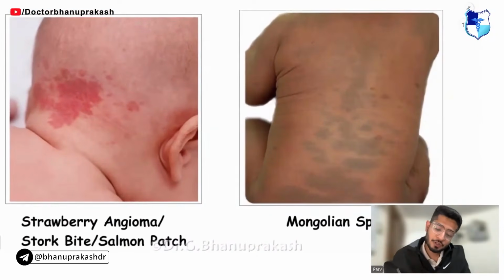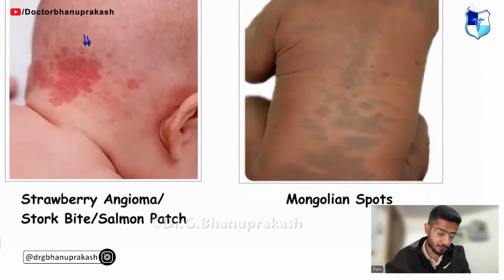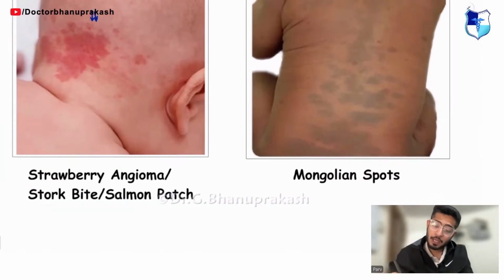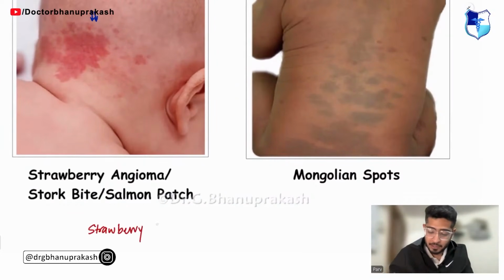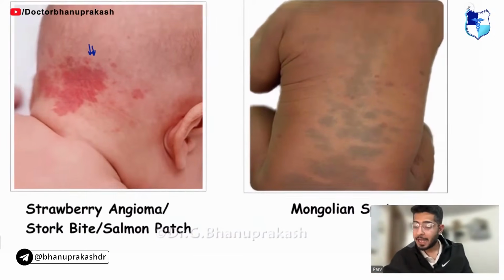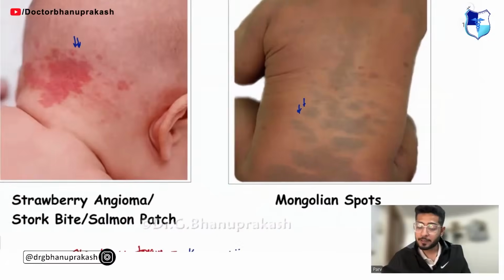This is also important: strawberry angioma, stork bites or salmon patch. These are all your strawberry angioma. Now quickly tell me, my dear little children, strawberry tongue is seen in Kawasaki disease and scarlet fever. Both of them are going to have strawberry tongue. And what is this? These are the Mongolian spots.